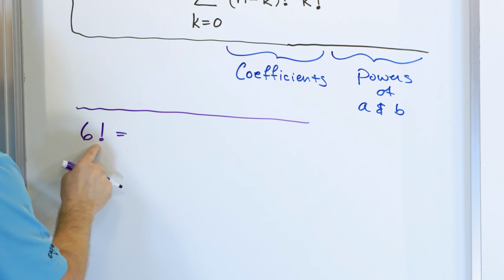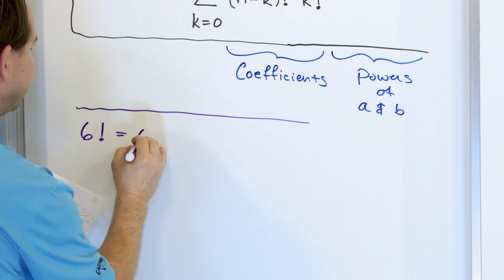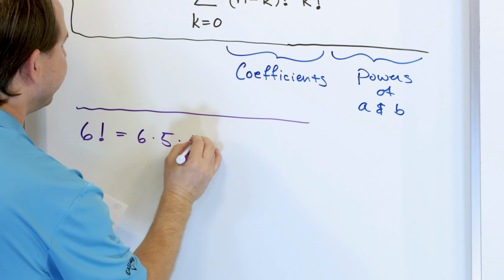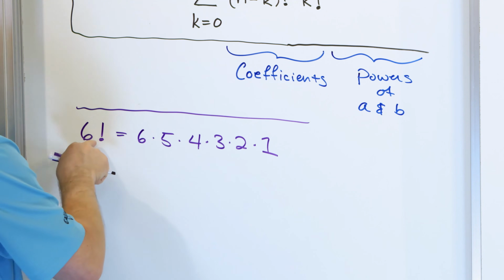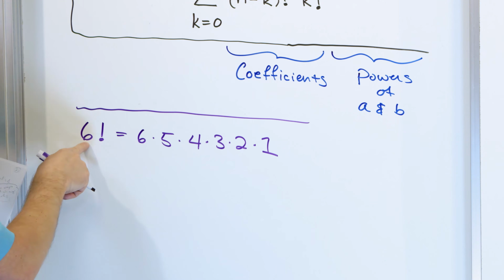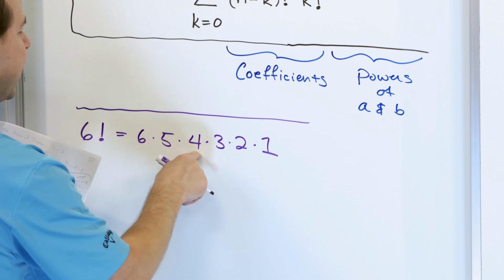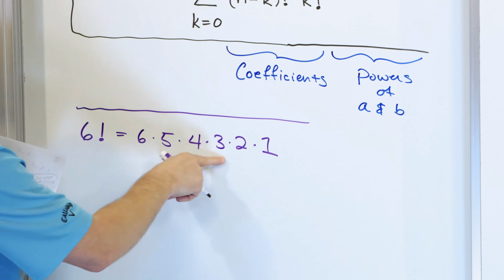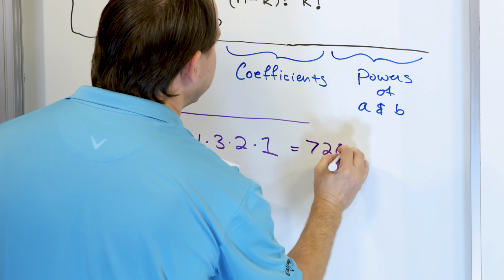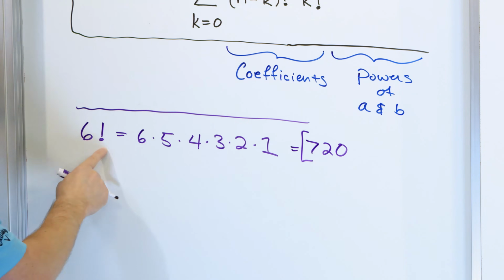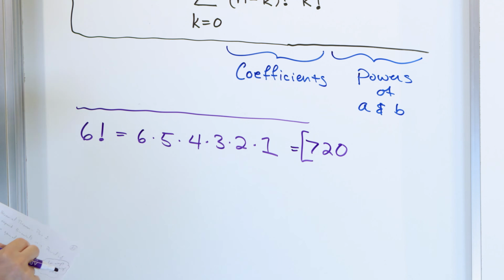It means the following. The exclamation point means 6 times 5 times 4 times 3 times 2 times 1. So literally, when you see this exclamation point, it means you start at this number and go down, down, down, down, down till you get a 1, and you multiply all of them together. And when you multiply all these together, in this case, you get 720. So if you grab a calculator, put 6 factorial, you're going to get 720.